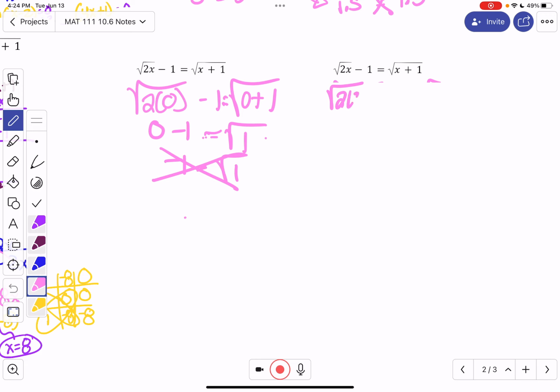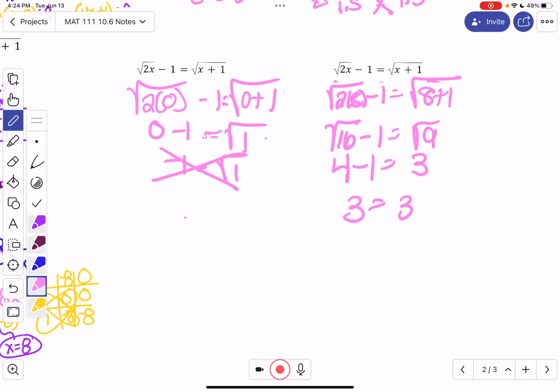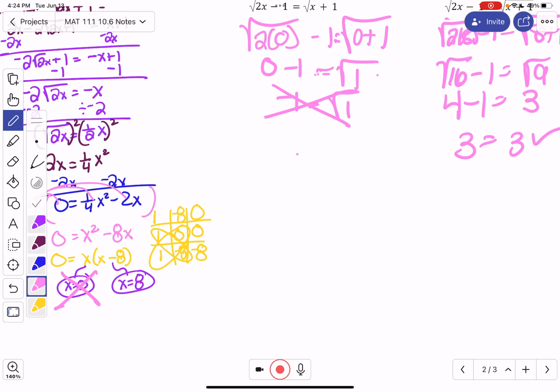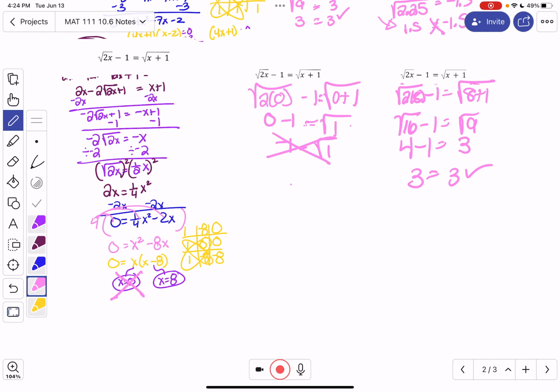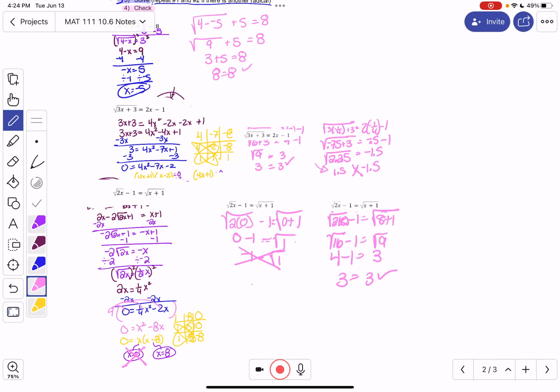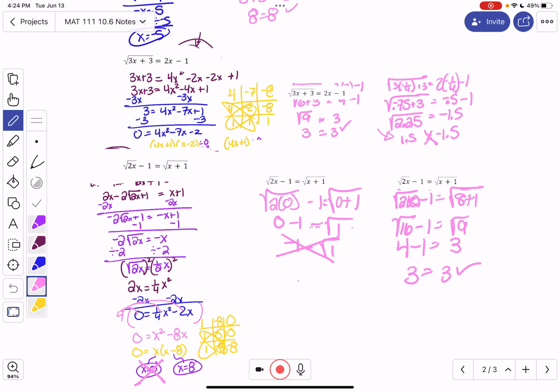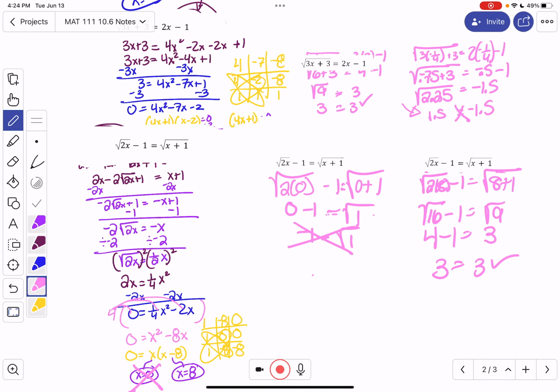So 2 times 8 is 16. Square root of 16 is 4. 4 minus 1 is 3. 8 plus 1 is 9. Square root of 9 is 3. That works. So 8 is our solution. So those are the different things you're going to see. Solving for a radical, foiling, and if you have multiple radicals.